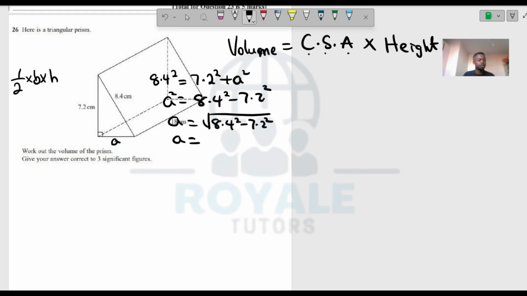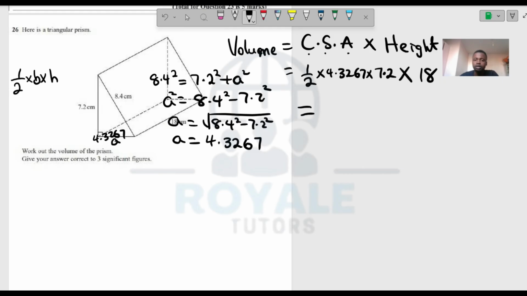So if you do that with your calculator, you have square root of 8.4 squared minus 7.2 squared. That gives us 4.3267. That's approximately. So we can put that there. So all we need to do now for the cross-sectional area will be half multiplied by the base multiplied by the height of the triangle. Also multiplied by how far apart they are, which is 18. That will give us the volume of the prism.